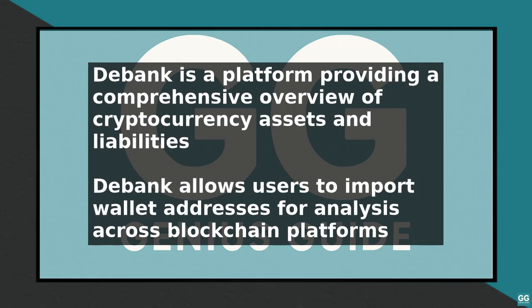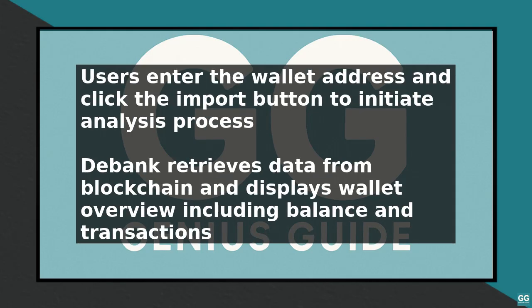Next, you will need to enter the wallet address you want to analyze. This can be a Bitcoin, Ethereum, or any other cryptocurrency wallet address. After entering the wallet address, click on the Import button to initiate the analysis process. Debank will then retrieve data from the blockchain and display an overview of the wallet, including the balance, transactions, and asset distribution. You can use this information to analyze the wallet's activity, including the number of transactions, the amount of cryptocurrency sent and received, and the wallet's current balance.